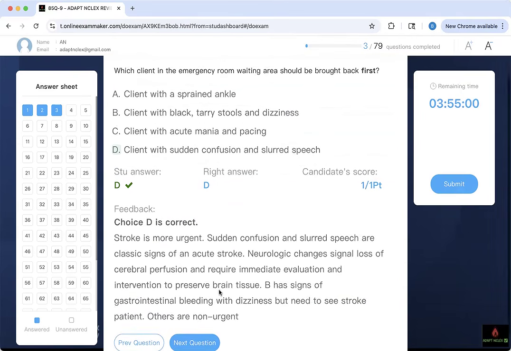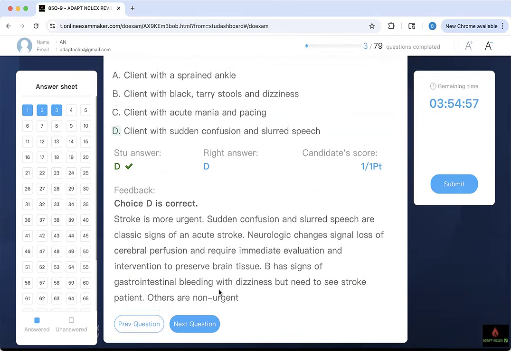So D is the right answer. And this is the key concept I want you to pay attention to. As you can see from the rationale, stroke is more urgent. It's a sudden neurological problem compared to somebody who may be bleeding.